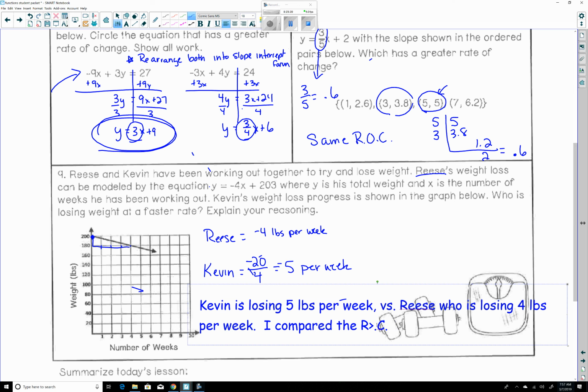Now, what I want to do really quick, because I'm not here. Oh my goodness, I am so on the struggle bus. Oh, okay, rate of change.